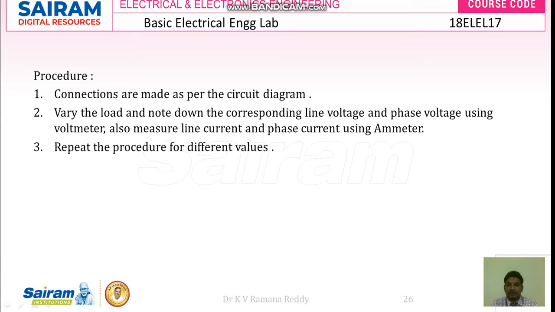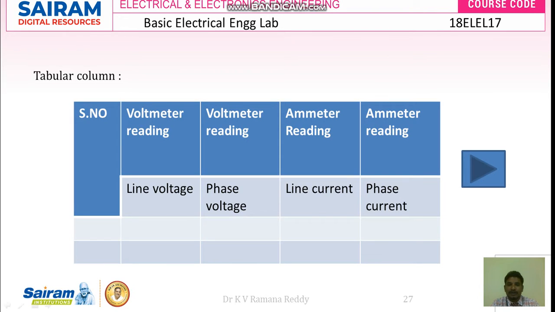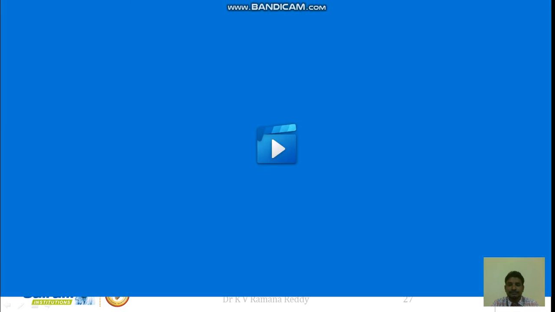To note the measurements of line voltage, phase voltage, line current, phase current and their relation, this is the tabular column where we are going to enter the values. To perform this experiment, let us look at the following video.